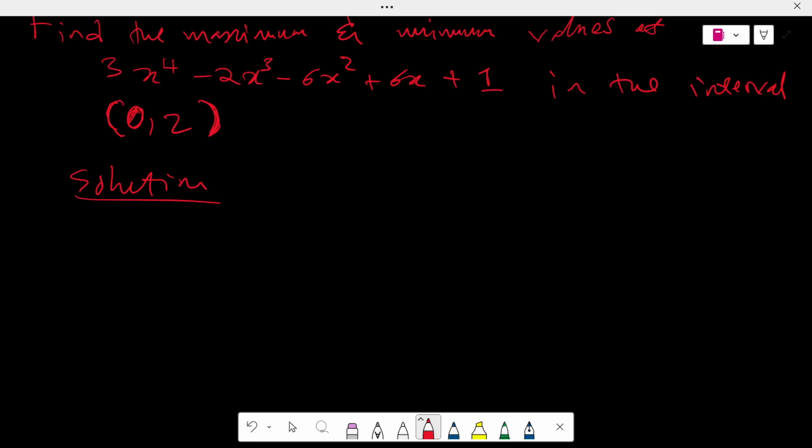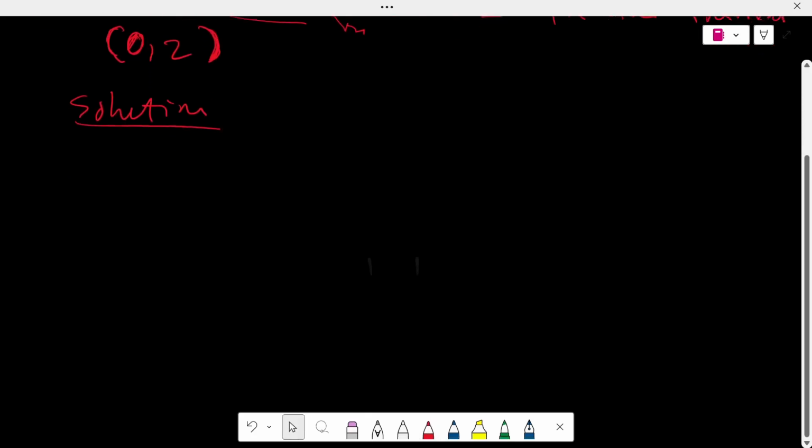Here's our solution. Remember, we're supposed to find the minimum and the maximum values of this function. Remember, we said at the minimum or a maximum point of a curve, the first derivative is 0. So our solutions will come from that idea, meaning if we find the derivative of this function, we must equate it to 0 for us to find the point at which the function is either maximum or minimum. That's why you need to understand the introductory video so that this won't give you problems.